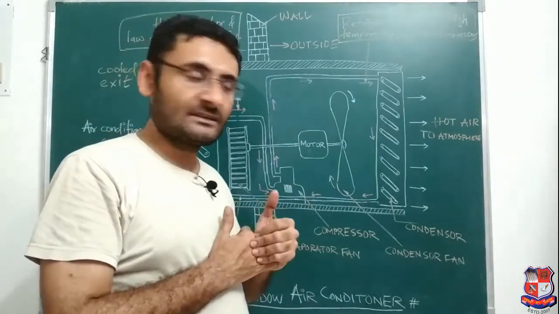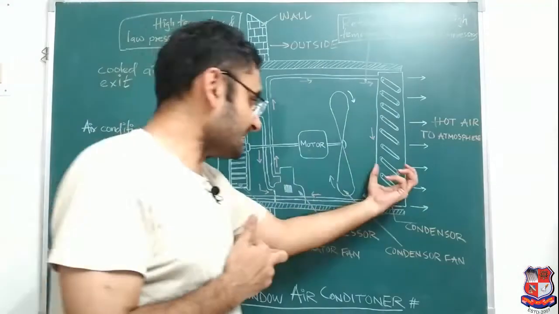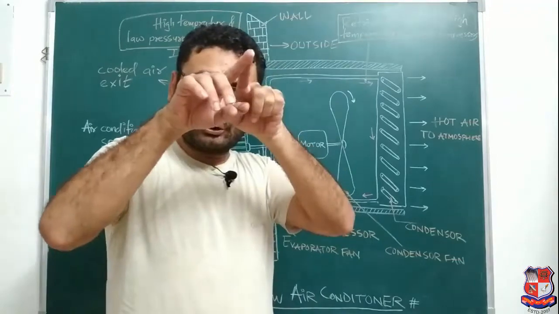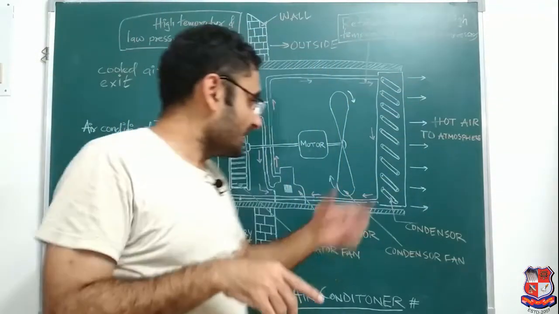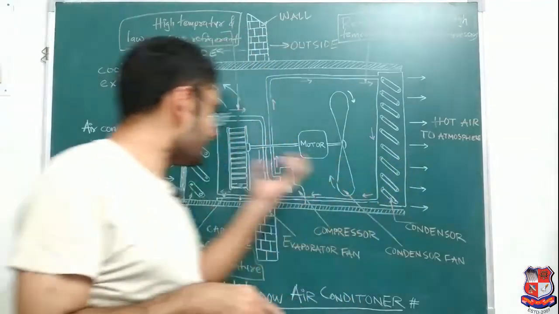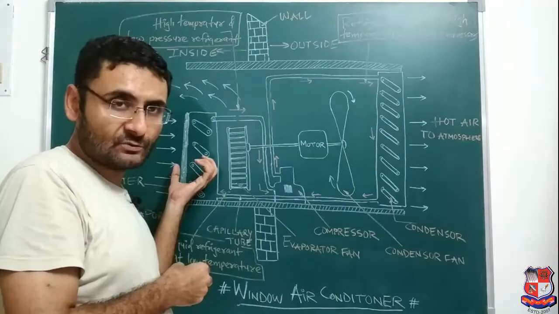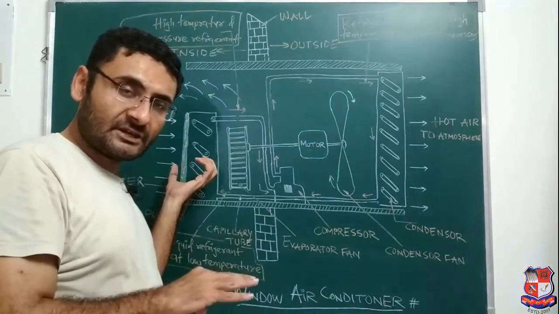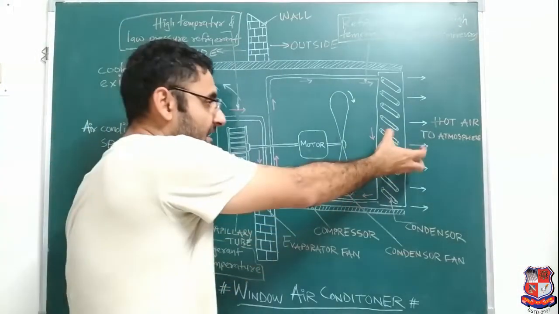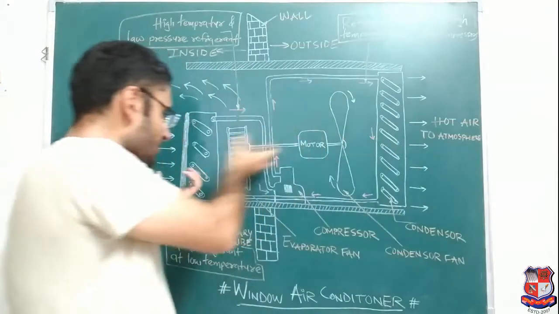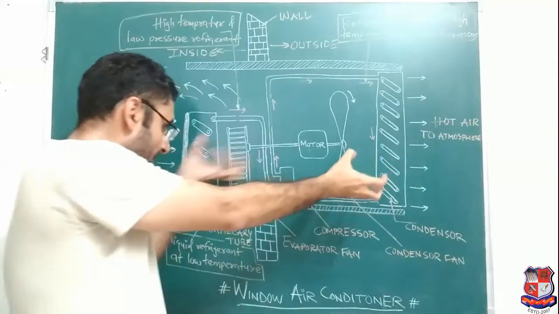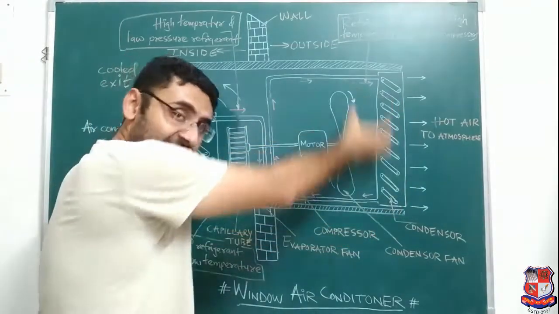Now the second disadvantage is what? The condenser and evaporator, both devices are located in a single unit, or in a single box. Now the condenser will reject the heat, so of the heat rejected by the condenser, some heat will be absorbed by the evaporator also. Why? Because the evaporator has a low temperature refrigerant and the condenser has a high temperature refrigerant, and according to the law of thermodynamics, heat will always flow from higher temperature to lower temperature.